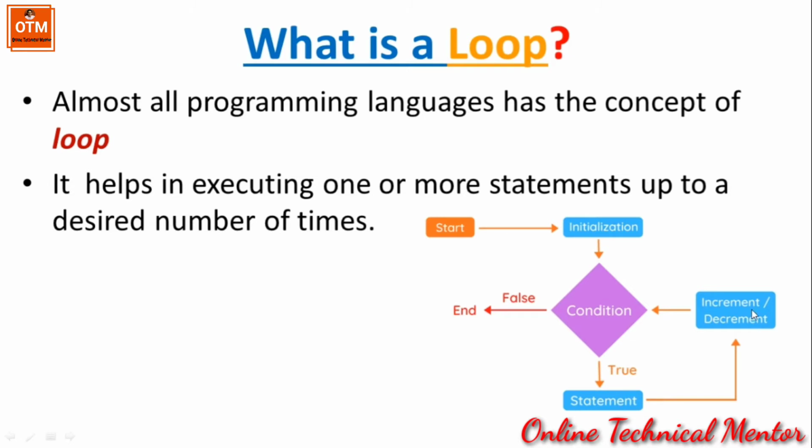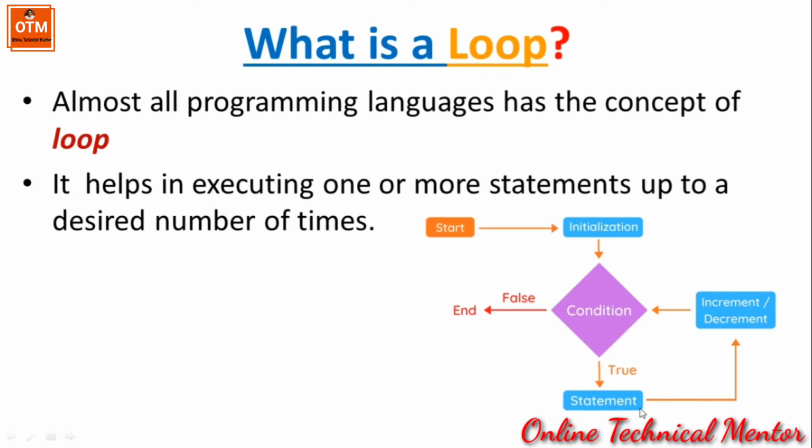After that, it will move to the increment-decrement step. That means the variable will be either decremented or incremented. Then the control will again move back to this condition. If this condition again returns true, then it will move to this statement. So this statement will be executed again. Again move to the increment-decrement part, again move to the condition. When this condition returns false, it will move to the end. That means a loop allows a set of instructions to be performed repeatedly until a certain condition is fulfilled.